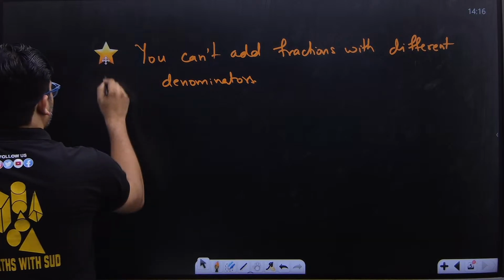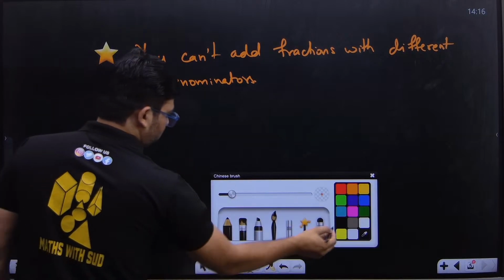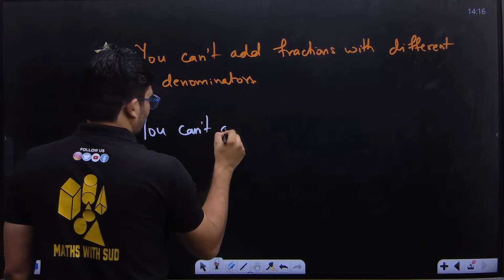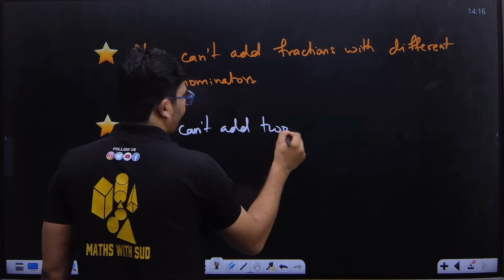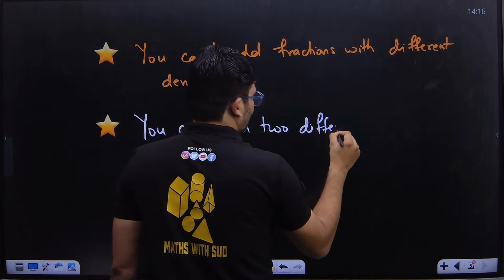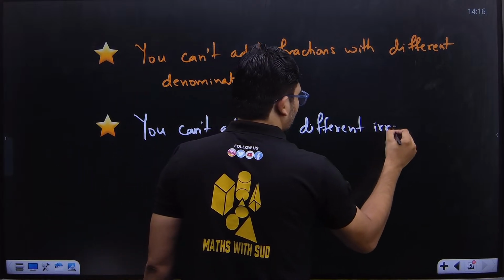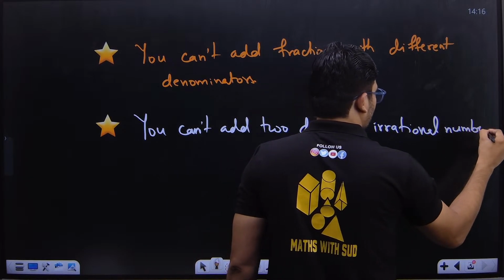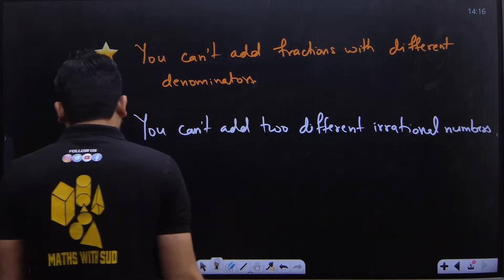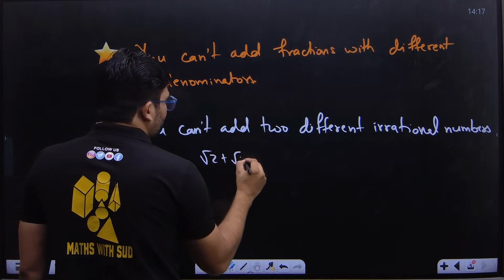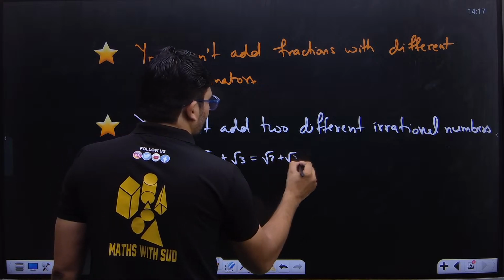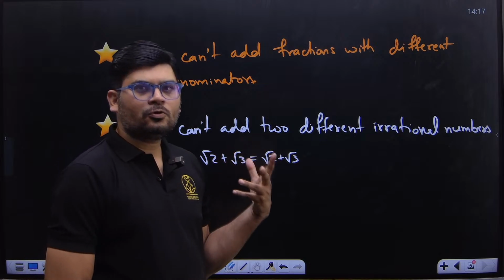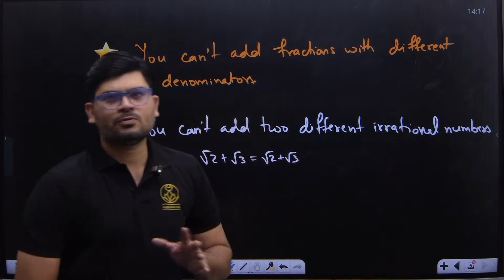So we will write: you can't add two different irrational numbers. They will remain the same only. If I ask you what is root 2 plus root 3, you will say, sir, it is root 2 plus root 3 only. Root 2 plus root 3 will remain root 2 plus root 3 only. These are different irrational numbers, you can't add them.